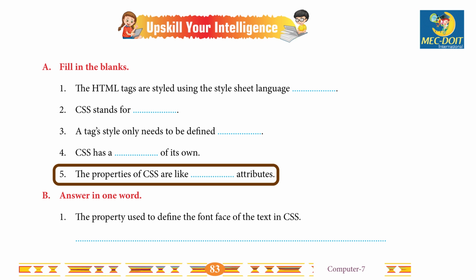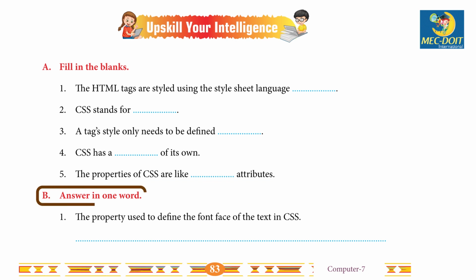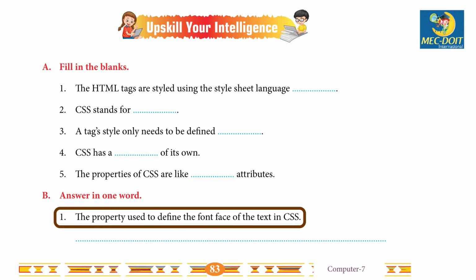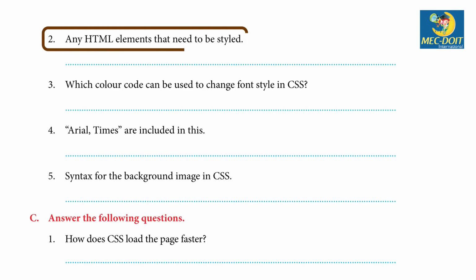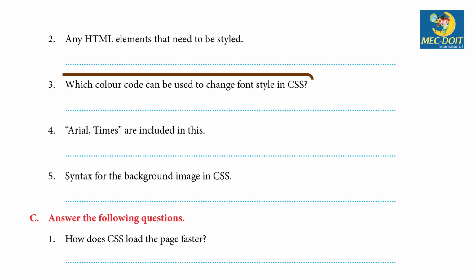5. The properties of CSS are like dash attributes. Answer: HTML. B. Answer in one word. 1. The property used to define the font face of the text in CSS. Answer: CSS font-face. 2. Any HTML elements that need to be styled. Answer: selector.